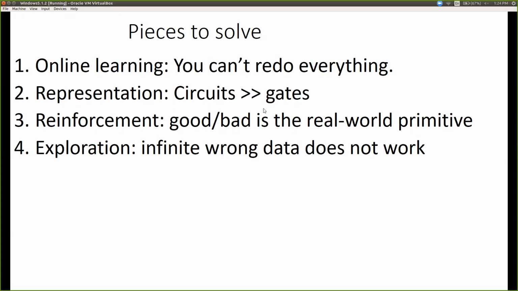Okay, so for exploration, the claim is that if you get an infinite amount of the wrong data, you're not going to succeed. So what exploration fundamentally is, it's choosing which data you get. And so in many situations, you must choose which data you get if you want to solve a problem effectively. Right? So there are several different instantiations of that, but this is the fundamental thing.